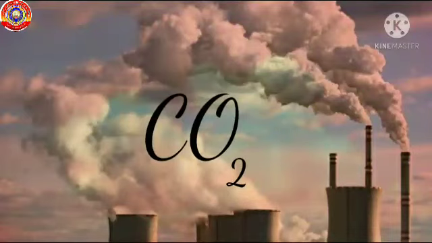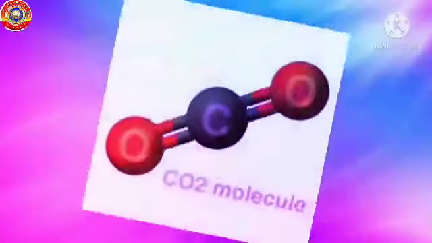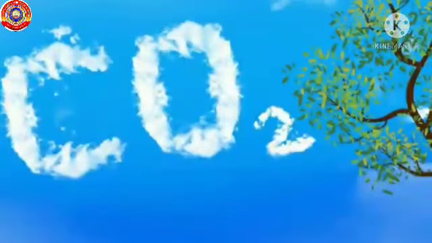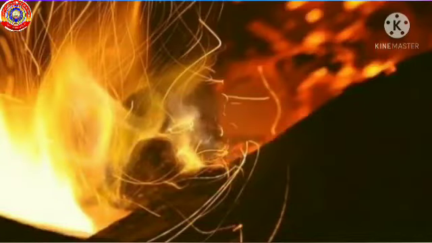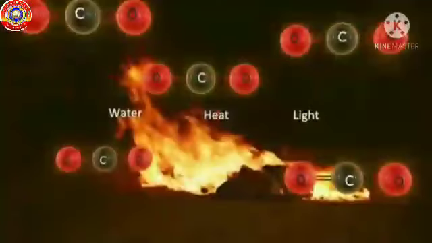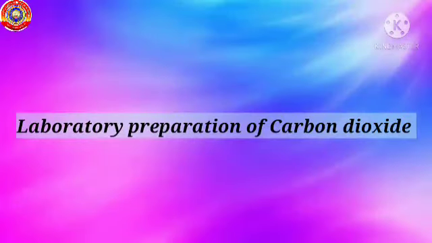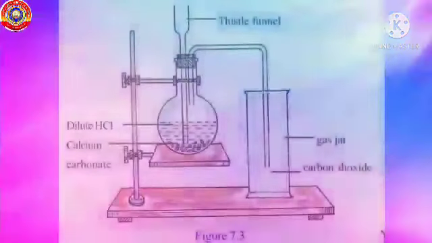Carbon dioxide. Carbon dioxide is a chemical compound composed of one carbon and two oxygen atoms. Carbon dioxide is the main carbon compound present in the atmosphere. It is formed during the combustion of carbon or carbon compounds. Let us observe the experimental arrangement of the preparation of carbon dioxide in the laboratory.